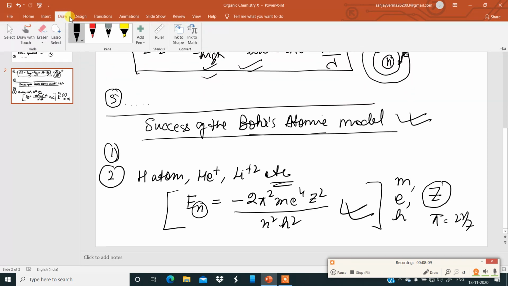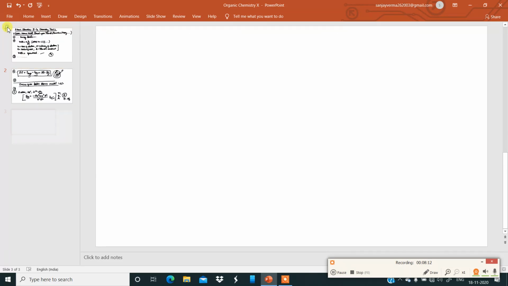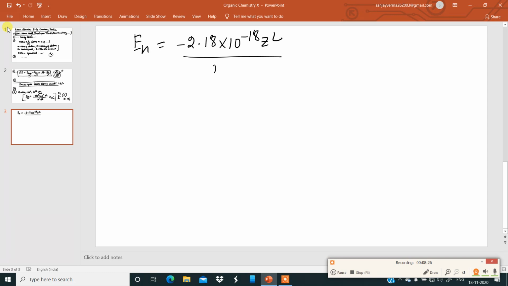So in that formula which I have just written down, the energy of the electron is minus 2.18 into 10 to the power of minus 18, Z square divided by n square. The unit is joules per atom. Now upon simplification we get roughly minus 1312 Z square by n square kilojoules per mole.